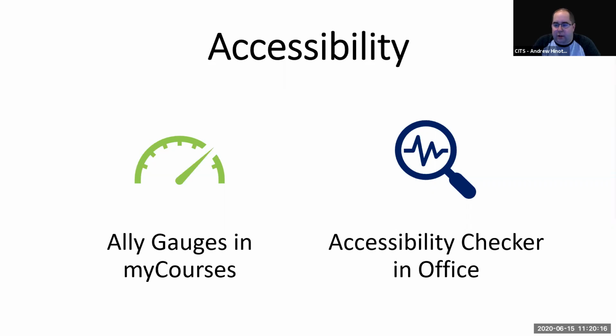And then also within Microsoft Office, in Word and PowerPoint, there's a built-in accessibility checker that can help point out some pieces of your document that you might want to address. That is another helpful way to make sure that what you're putting up there for your students is accessible to anybody who might be accessing it.